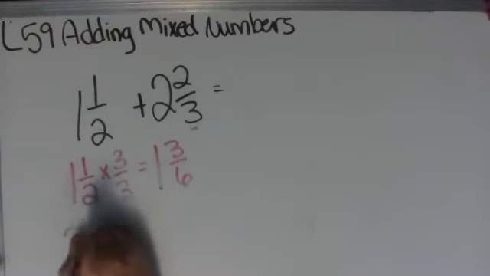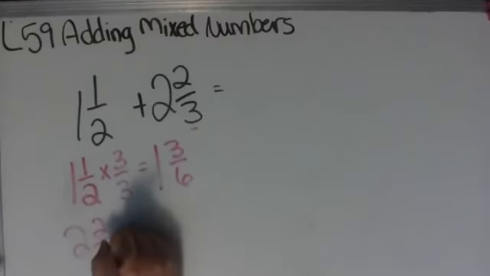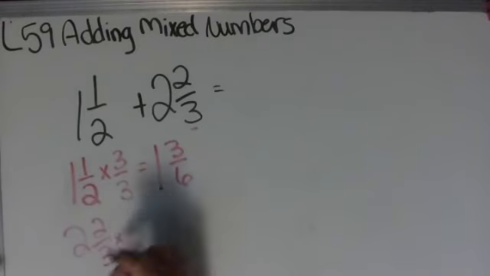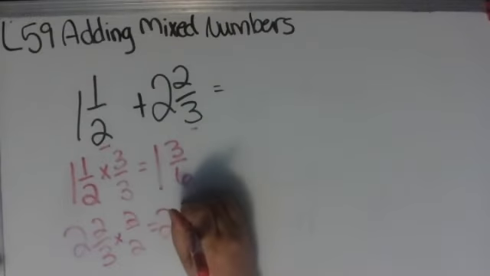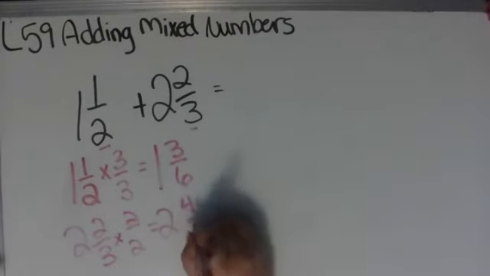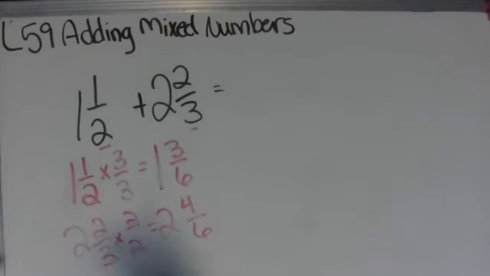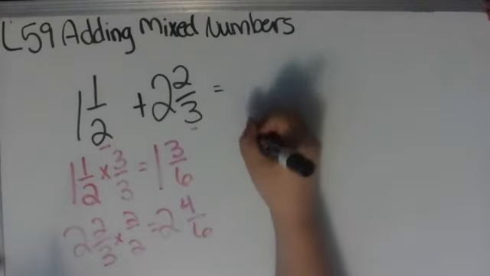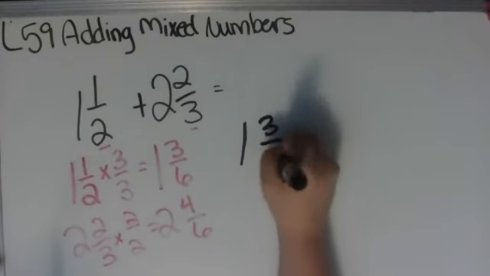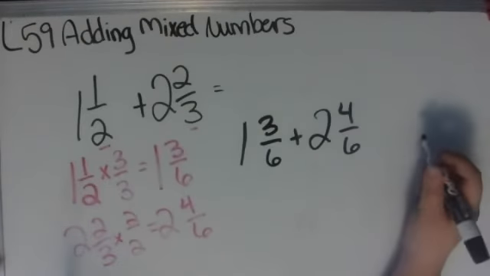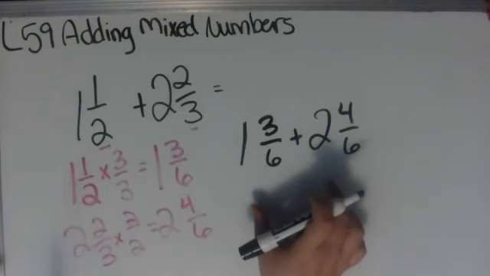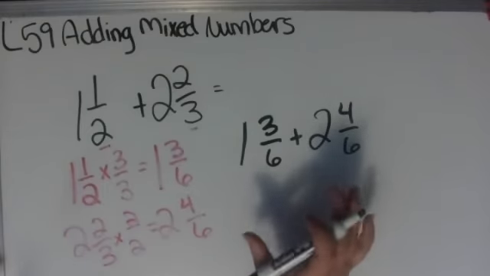My second one is 2 2/3. And again, I am timesing the numerator and denominator by the opposite denominator. So 2/2. Let me add in that whole number first. 2 times 2 is 4. 3 times 2 is 6. I now have my fractions that have the same denominator. So I have 1 3/6 add 2 4/6. Notice again, I didn't change the whole numbers, because I'm just changing the fractions.